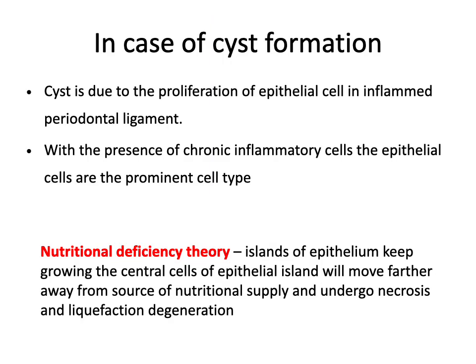Then comes the cyst formation. Cyst is due to proliferation of epithelial cells and inflamed periodontal ligament. So it is present in case of chronic inflammatory cells. There is the nutritional deficiency theory which you need to know. During the growth of cells, there is going to be an island of epithelium which grows from the center to far away. During this, there is going to be a cut off of the nutritional supply. As a result, there is going to be necrosis and liquefaction degeneration.